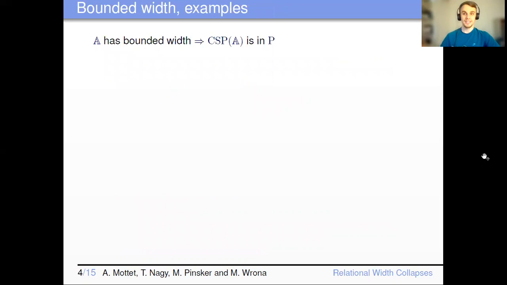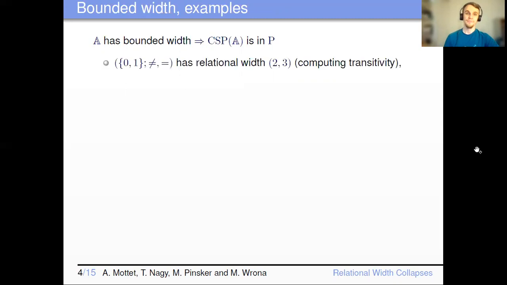And what is kind of clear is that if a relational structure A has bounded width, then its CSP is polynomial time solvable. Why is it like that? Because the only thing that we need, given an instance of CSP of A, is to run the KL minimality algorithm, which is polynomial time, and then just check whether the constraints are still non-empty in order to know whether there is a solution to this instance or not.